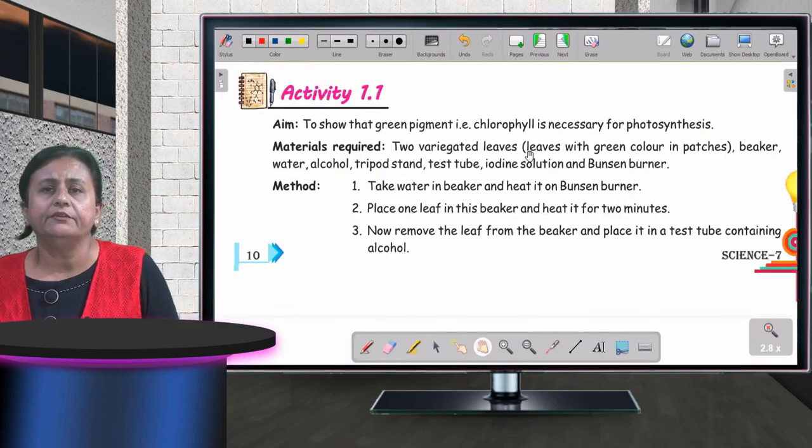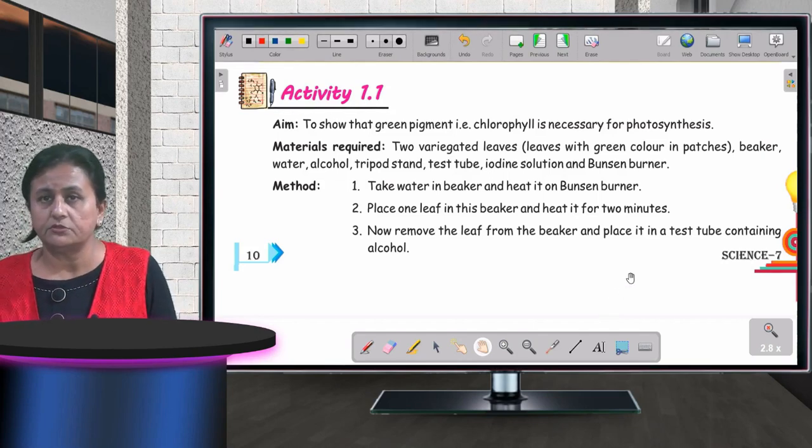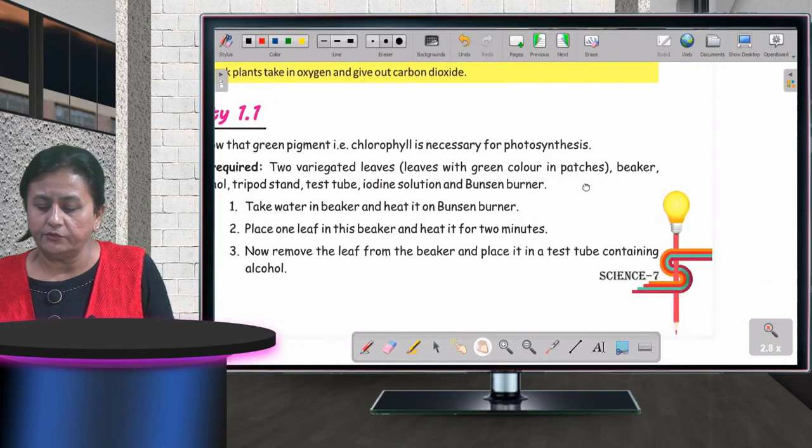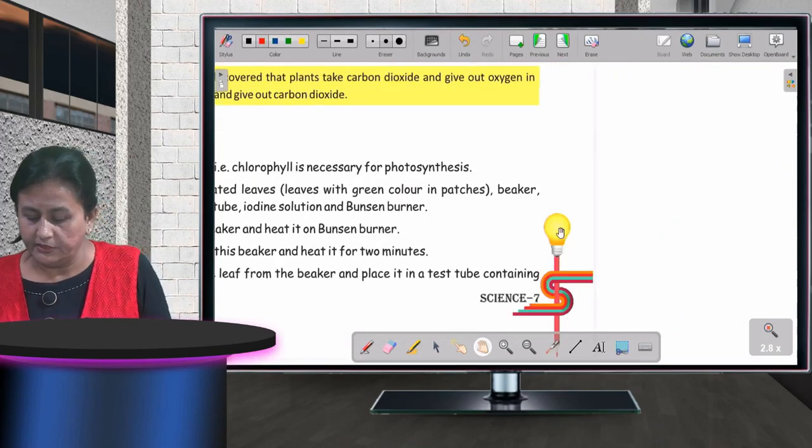There are different activities in this which you can carry out, and these are very interesting to know, such as whether the green pigment chlorophyll is necessary for the process of photosynthesis. You can just read that once you go through the chapter.